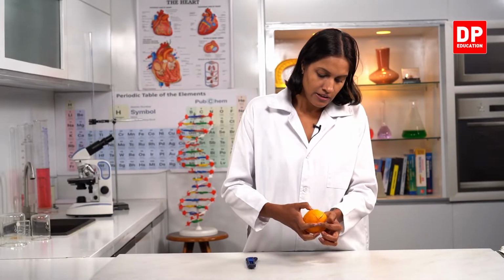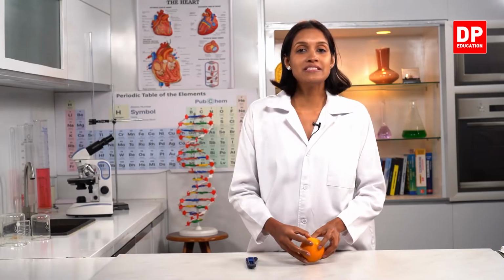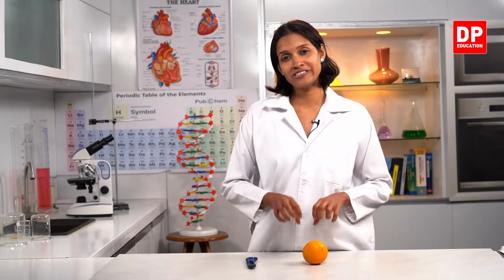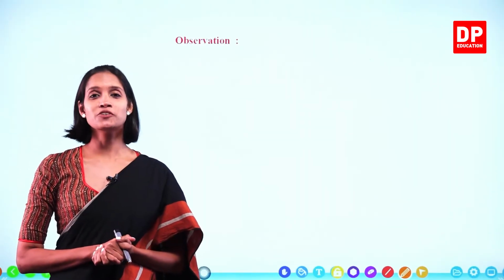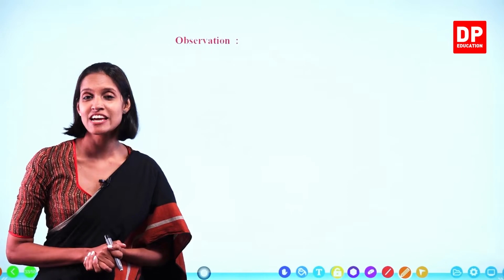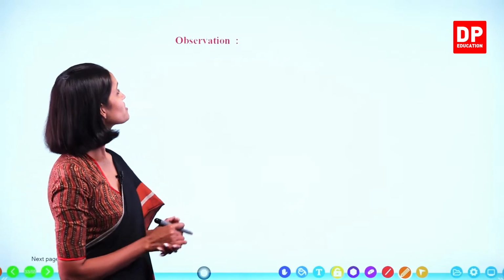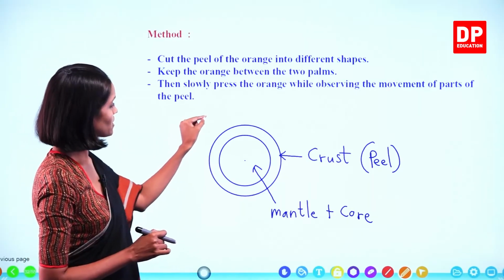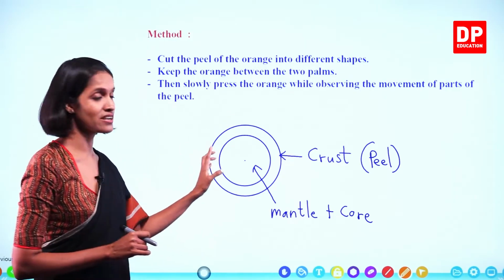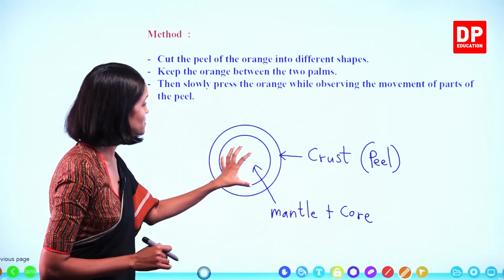Right. So it's very clear that using this activity you can study how the tectonic plates move, right children? So you observe this activity. I hope you all have done this easy activity at home. So what were the observations? When we press the orange with the peel cut into different shapes, what happened children?